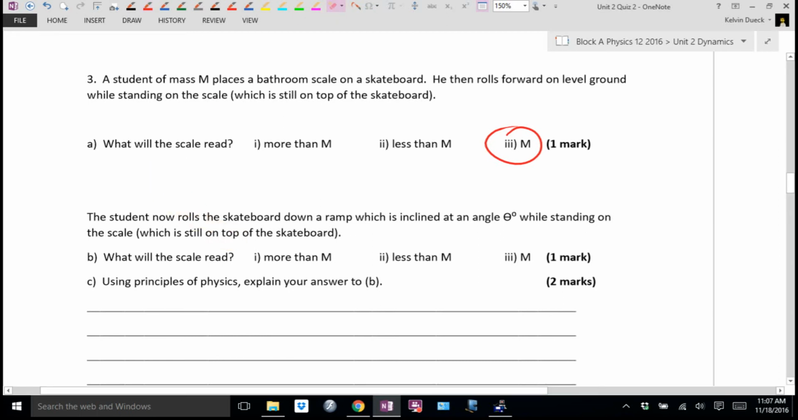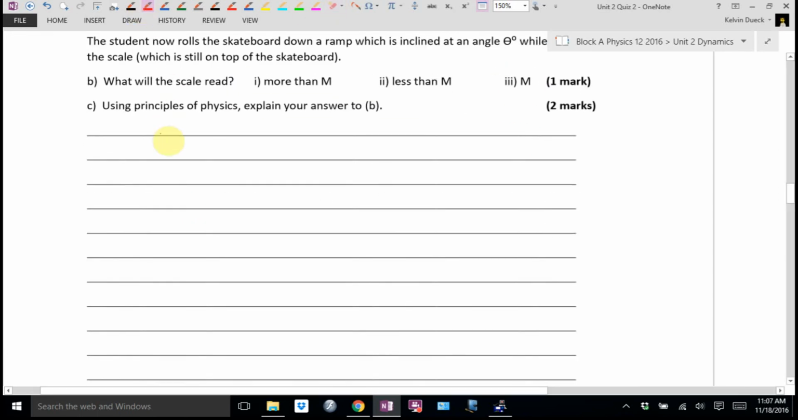Rolls down the skateboard on a ramp. Skateboard, scale. I'm not going to try and draw the person, but I could put the forces on there. We would have gravity down. Oh, there's angle theta. We would break this up into components: mg perpendicular and mg parallel, and normal force.